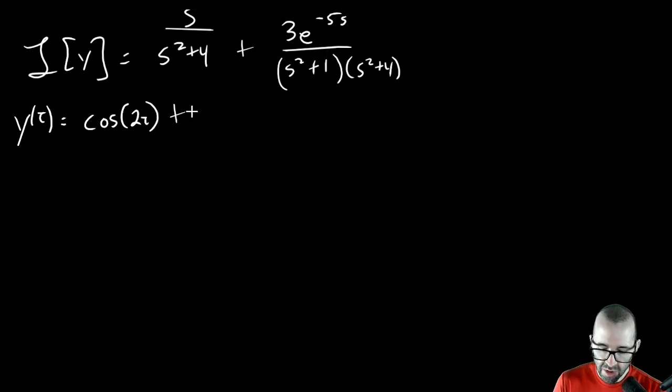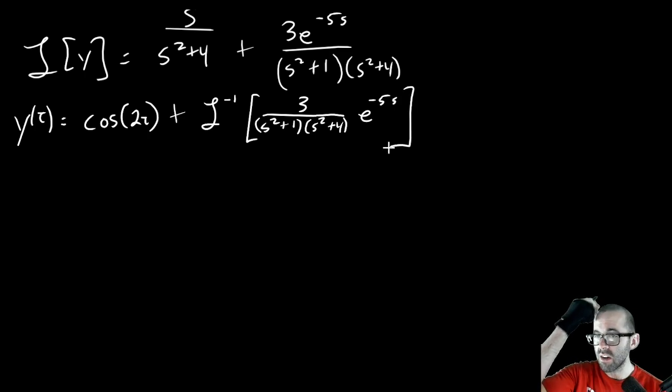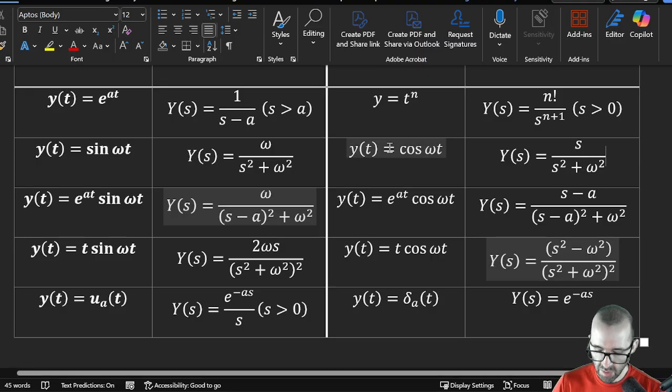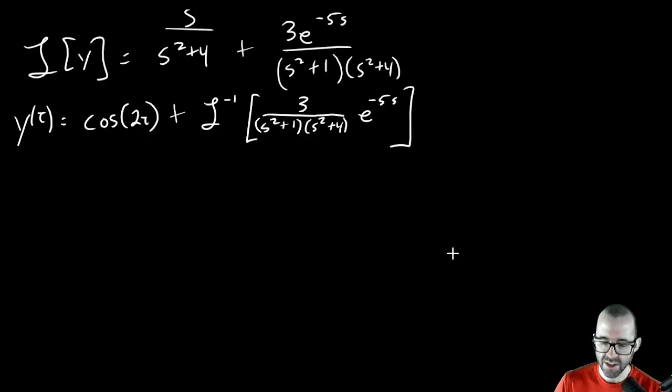And what is this other part? Well, that's more complicated. We're going to have the inverse Laplace transform of 3 over s squared plus 1, s squared plus 4, all times e to the negative 5s. So we know it's going to be some kind of shift on the s-axis. Right? We know we're going to be able to use this property over here. We just have to find out what is the inverse Laplace transform of that other part. And we'll use partial fractions for that.